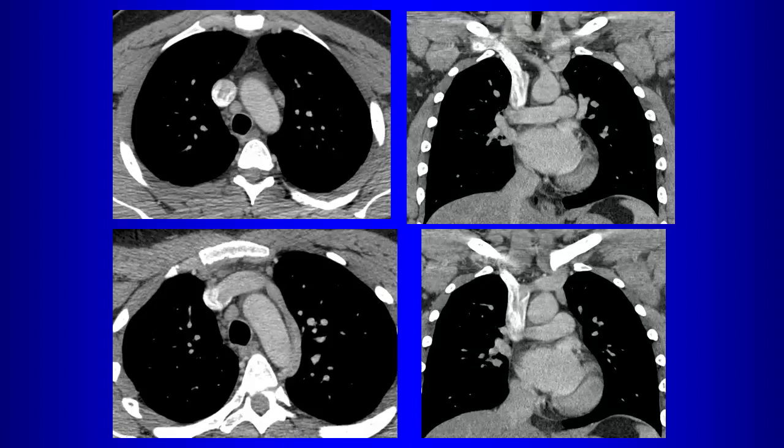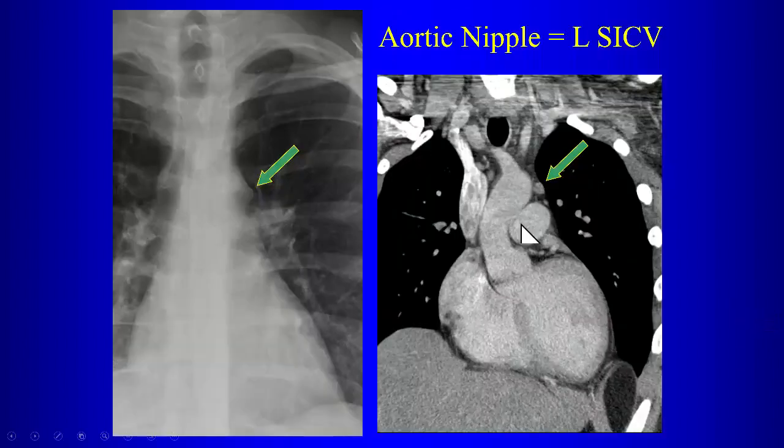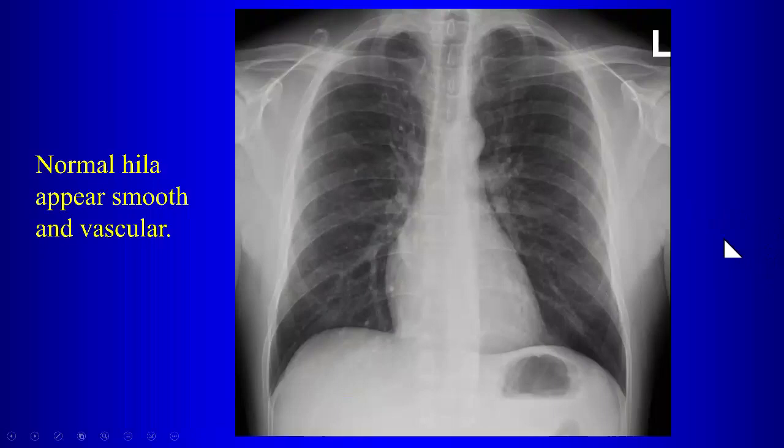Accessory left hemiazygos, yes, that is the accessory left hemiazygos. Accessory hemiazygos? Yes, that is the accessory hemiazygos. So, aortic nipple here, that is the left superior intercostal vein as it's arching coming forward, parallel sometimes in some patients, to the aortic arch to join the left brachiocephalic vein, okay?